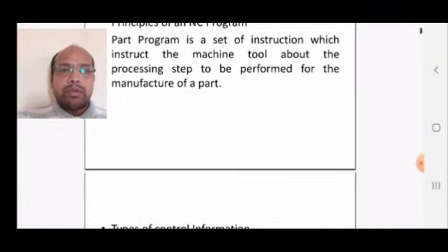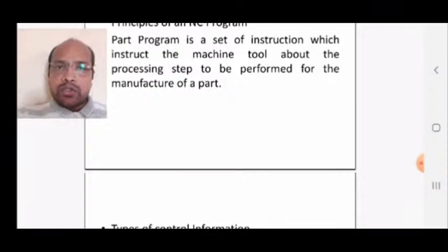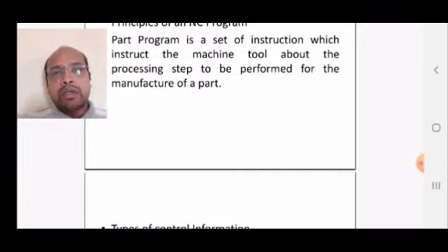What is a part program? That we will understand first of all. A part program is a set of instructions which instruct the machine tool about the processing steps to be performed for manufacturing of a part. In short, part program is a combination of letters, symbols and numbers. By this we write different codes in the part program, and that instructs the machine tool about the processing steps to be performed for manufacturing of the part.